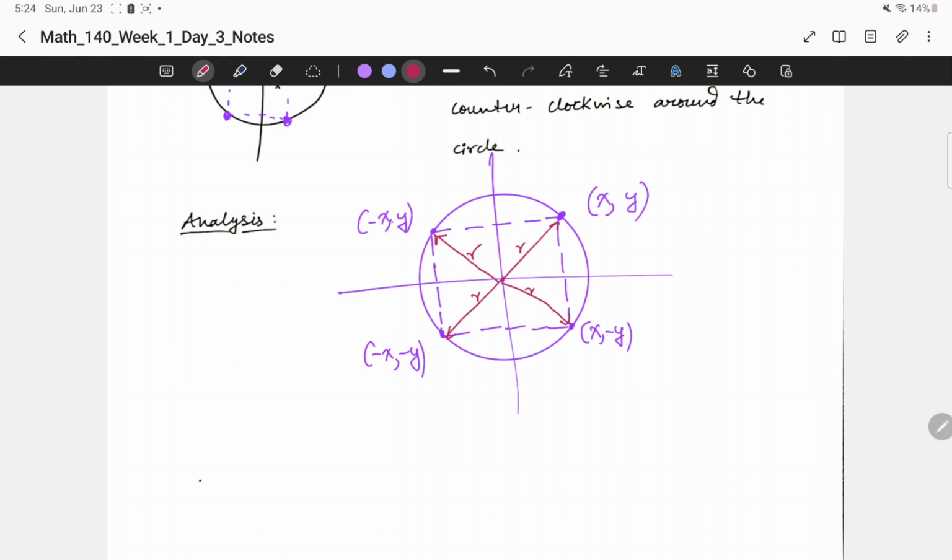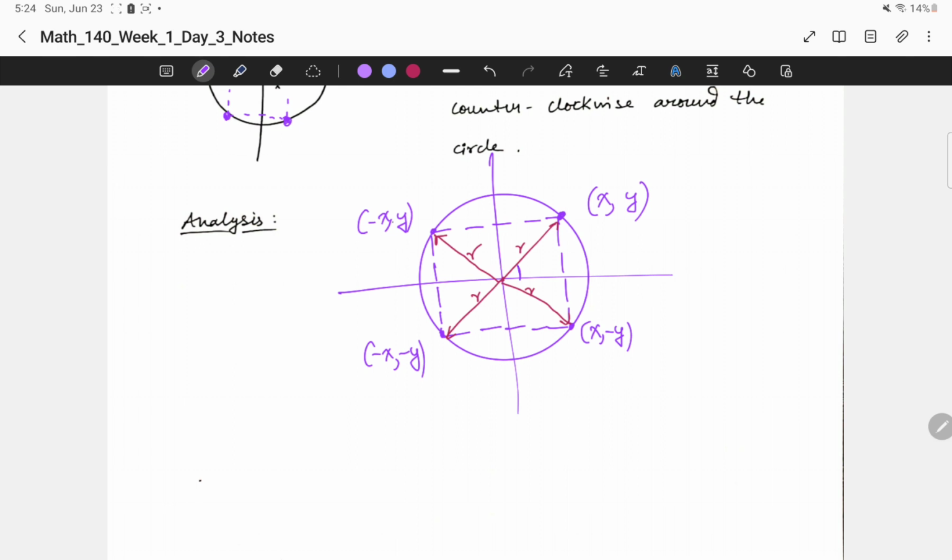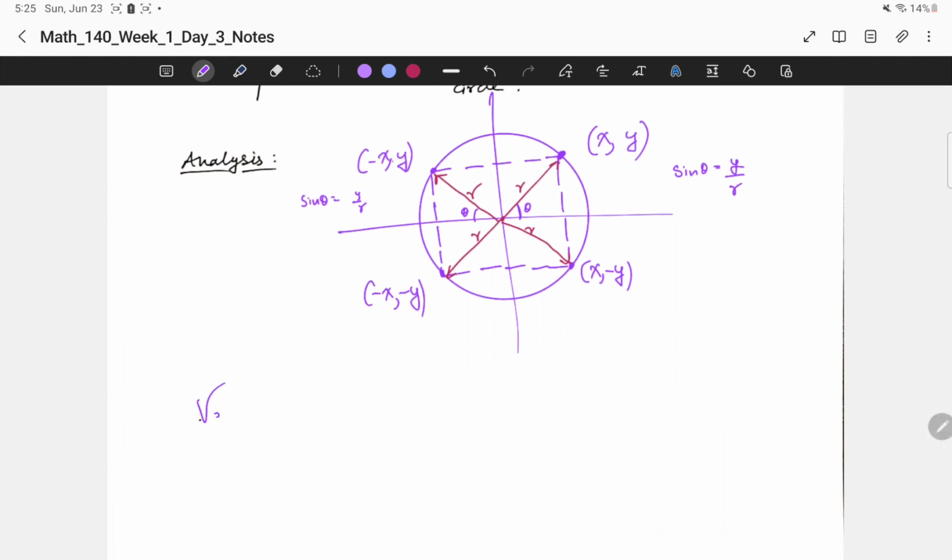So if I look at this angle and I look at the sine of this angle, right? Let's say I call this theta. Sine theta is going to equal y over r. But this is also going to be sine theta, y over r. And this is also going to be sine theta, and this is also going to be sine theta. Right, so this is telling me that the values of sine theta repeat 4 times for each rotation.